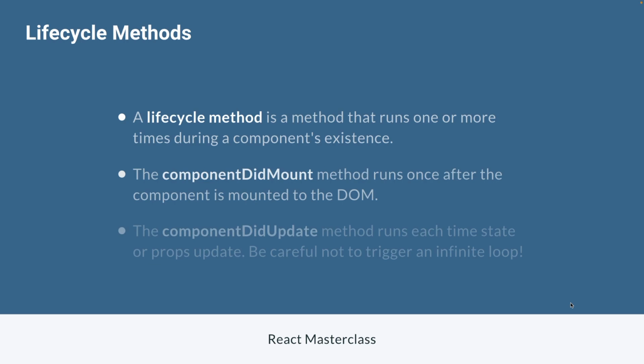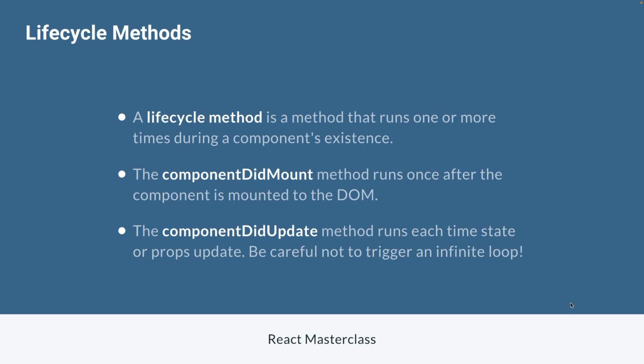All right, the next thing we talked about was lifecycle methods, and a lifecycle method is just a method that automatically runs one or more times during a component's existence. It's called a lifecycle method because it's a function that executes at some point during the component's life, right? So some examples that we explored were componentDidMount and componentDidUpdate. componentDidMount runs once after the component is mounted to the DOM in the browser.